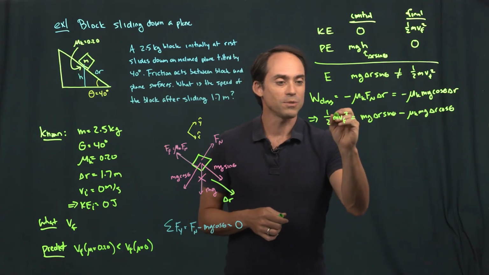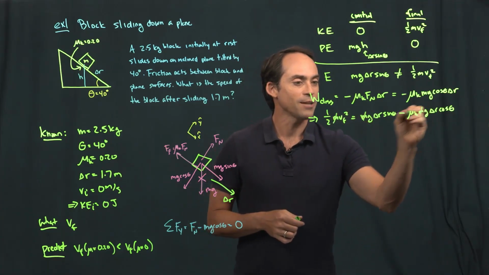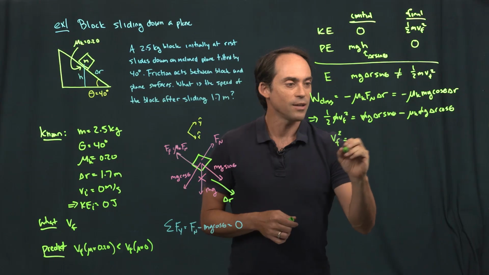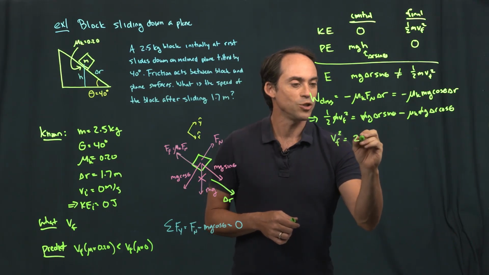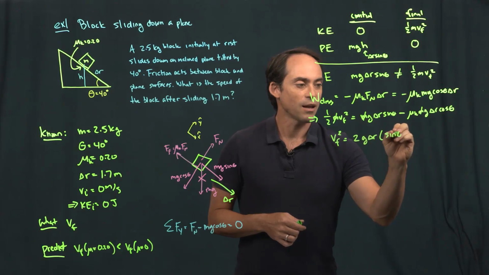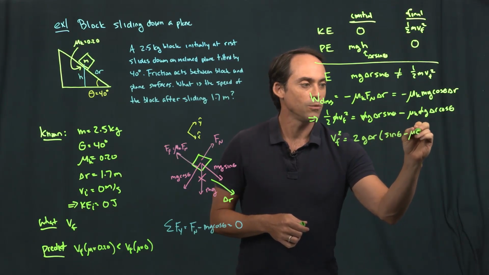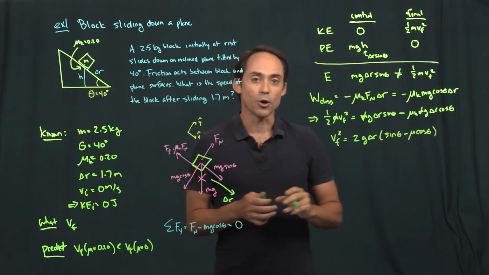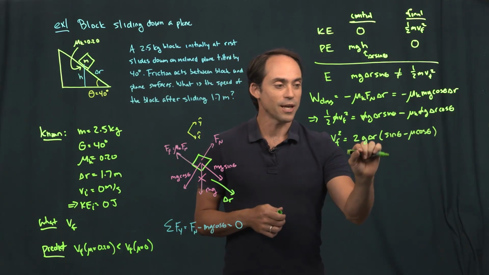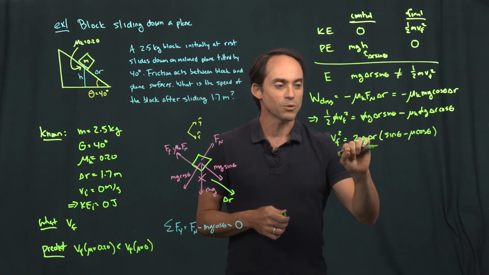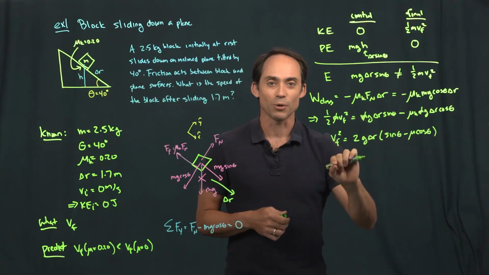Okay, so we can do some simplifications here, cancel out our mass terms. We can write our speed, at least our speed squared, as 2 times g delta r times sine theta minus mu cosine theta. And if you go through and put in the numbers, notice that our units are correct because we have a meters per second squared times a meter. That's meters squared per second squared. We're going to be taking the square root of that.